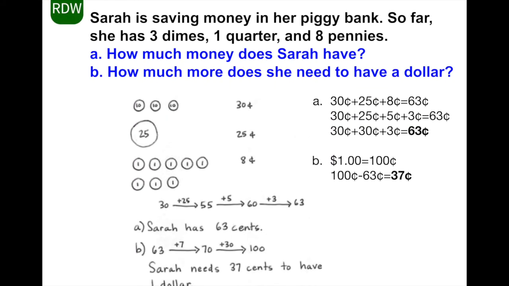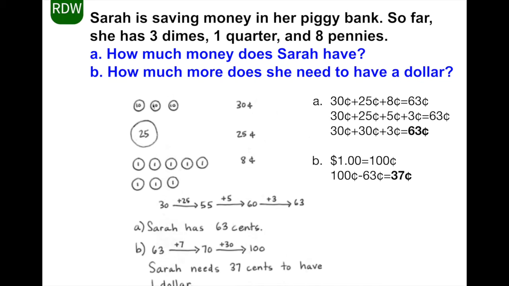So A said, how much money does Sarah have? So we can see that in part A right here. Part A is also done right over here on this side. They represented their dimes with just a circle and 10 inside to represent the value. Their quarters are a circle with 25. And the pennies are just a circle with a 1, so we can keep track of the values.